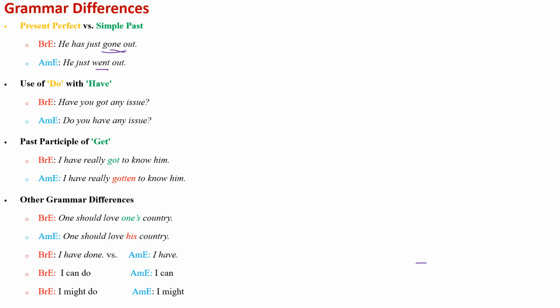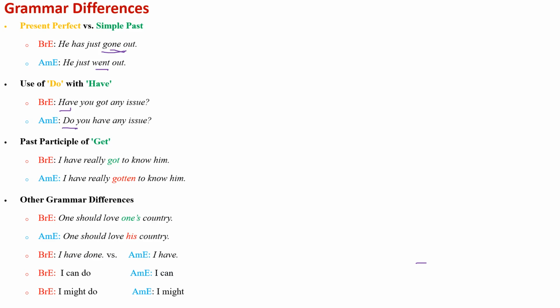Next, also the use of do with have. In American English, the auxiliary do is used with the verb have. So in British English, have you got any issue? In American English, do you have any issue?